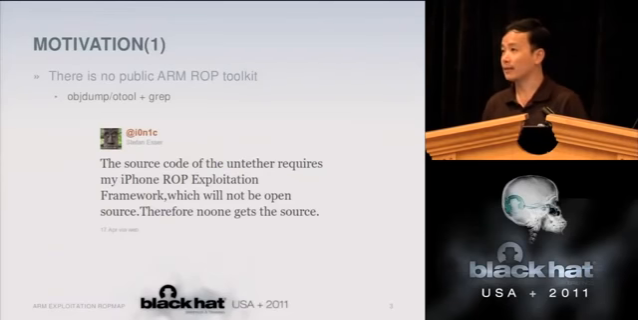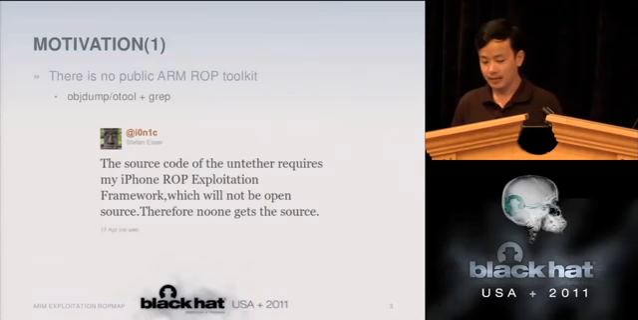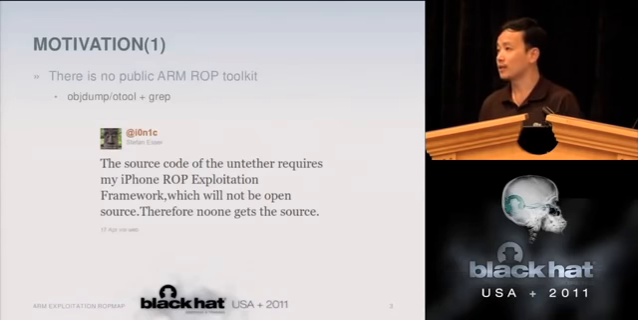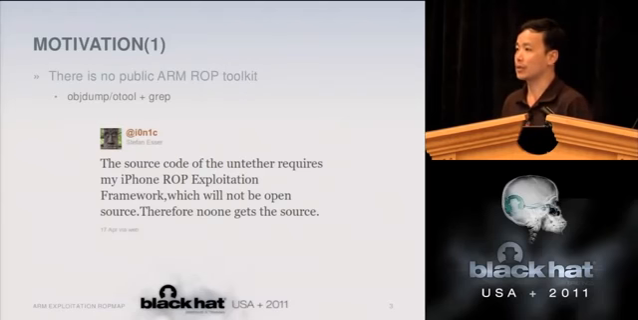You can have a look at Comex's jailbreak framework. He just used objdump and grep to find the gadgets. But it takes time to construct the ROP gadgets that way, and it will be hard to do automation with just grep.